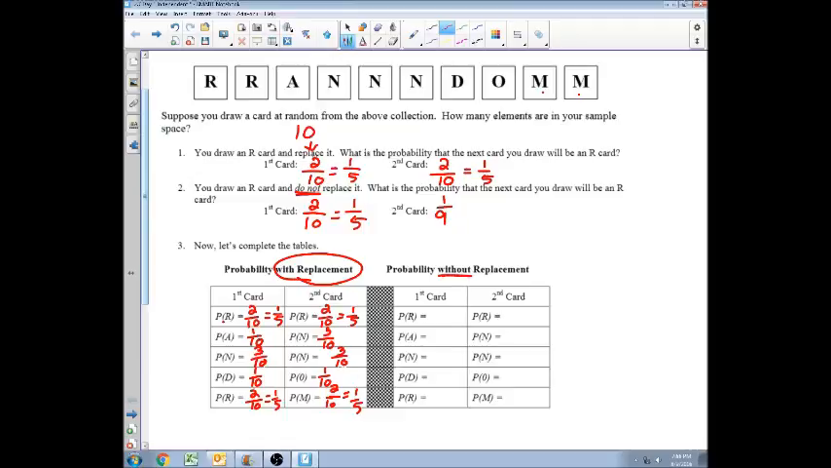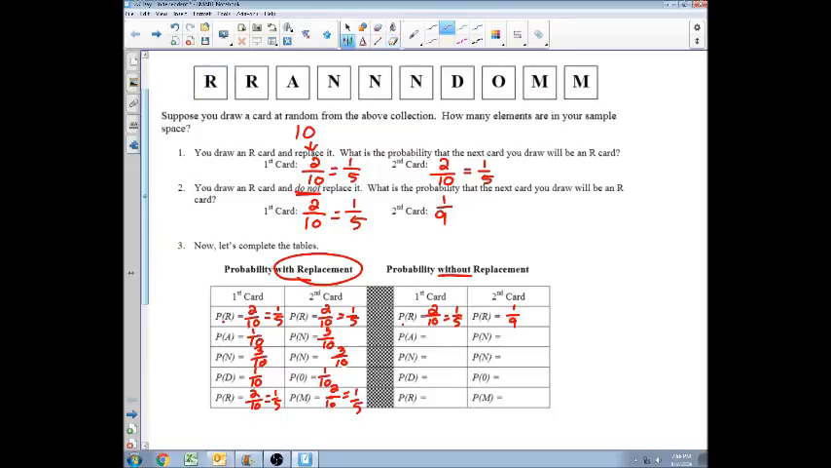The next thing we're going to look at is without replacement. So the first card I'm going to draw is an R card. We know that the R card is a 2 over 10 or 1 over 5 probability. But now that I have gotten rid of one of my R cards, how many cards are left? There's only 9 cards left. How many of those are R cards? Only 1. Okay? Let me erase that for us.